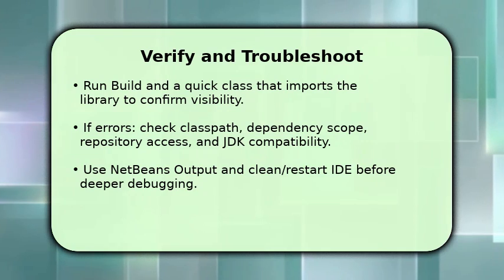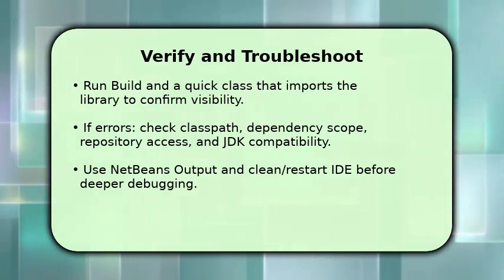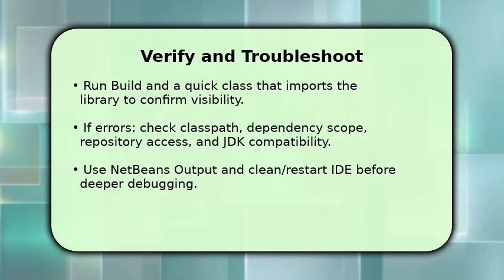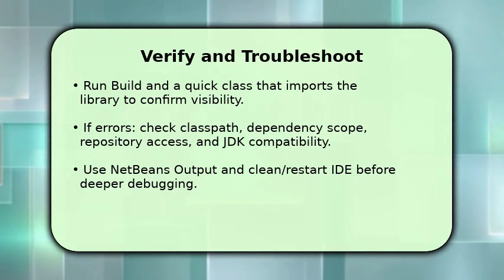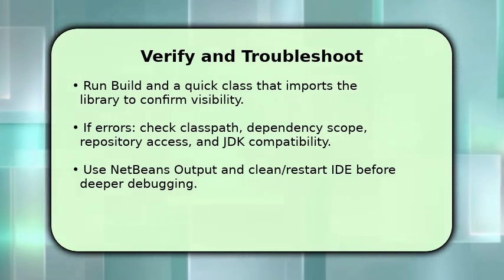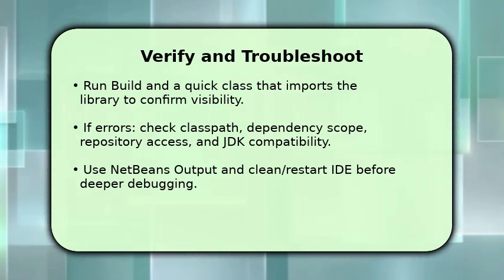Finish by verifying the library is usable. Build the project and run a small class that imports a key type from the library. Compilation success proves it's linked. If you see unresolved symbols, check the classpath, dependency scope, compile versus test, repository access, and JDK compatibility.